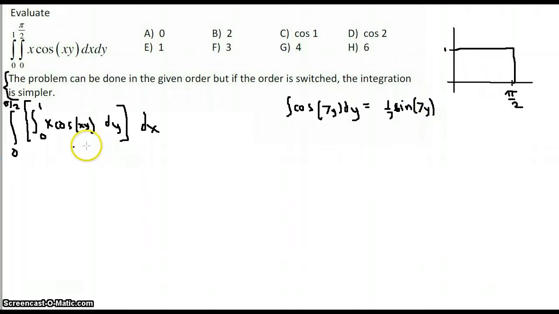Okay, so that's what we're going to have. We're going to have the x from here, and then 1 over x, the sine of xy. And so that's nice that the x's cancel out. We don't have to do integration by parts. And you end up with just the sine of xy from 0 to pi over 2.